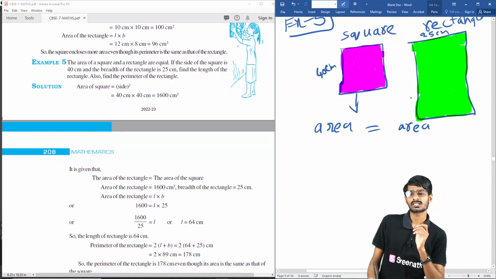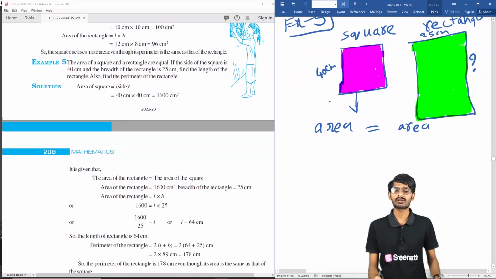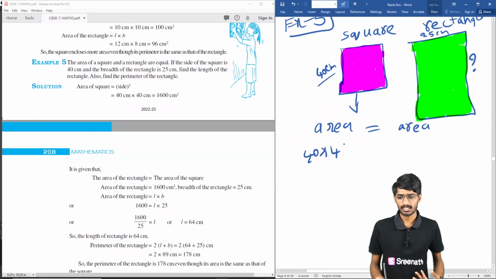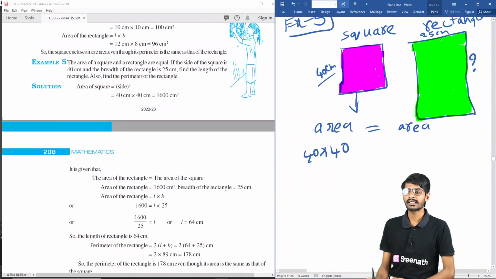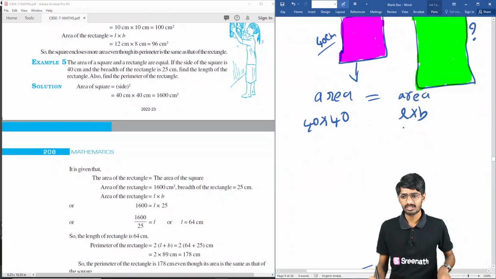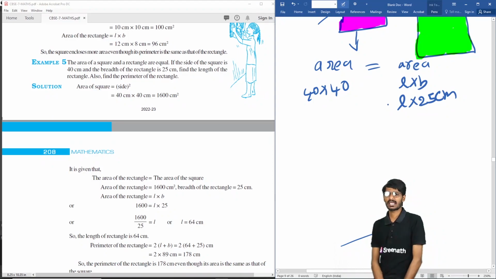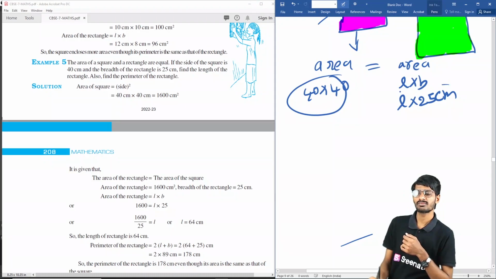So next our task is to find out the length. What is the clue they are giving? They have given the side length of a square, so using it we can find the area of the square, which is 40 centimeters into 40. Area is side into side for a square. And for the rectangle, the formula is length into breadth, and they didn't give the length but they gave the breadth, 25 centimeters. If they had given the length, we could find the area of the rectangle. But the clue they are giving is that the area of this rectangle is equal to the area of this square.